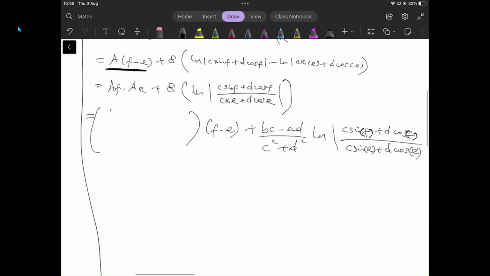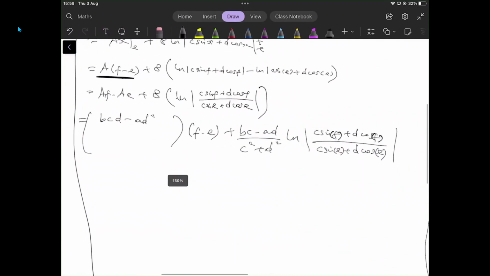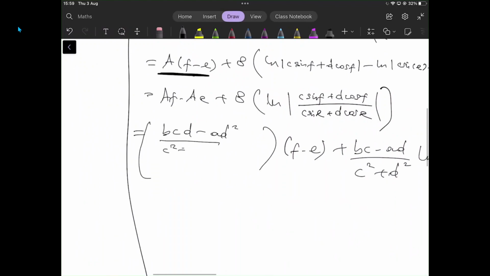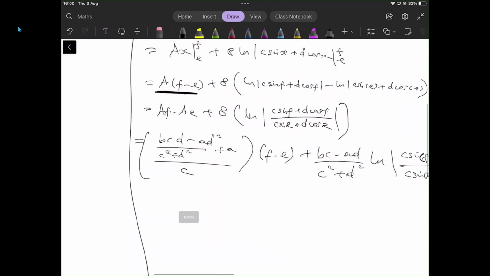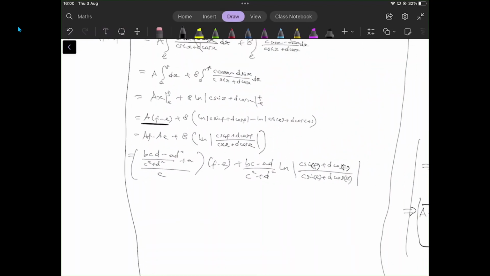BCD minus AD squared over C squared plus D squared. This plus A, and then the entire thing all over C, like that, right? That's what I want it to be.